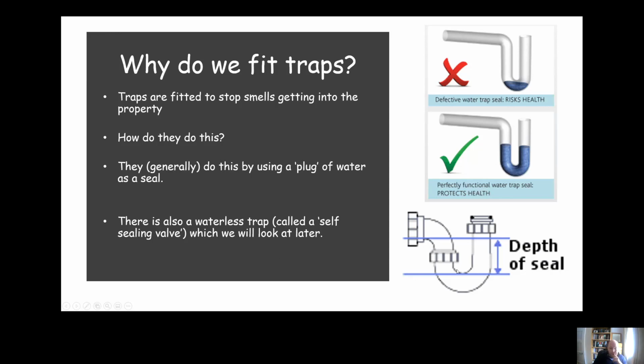And the depth of seal is from this point here up to the point at which it would overflow. So if the water level drops below this point, the trap would no longer be considered as having a seal, and the smells could get out from the sewer.